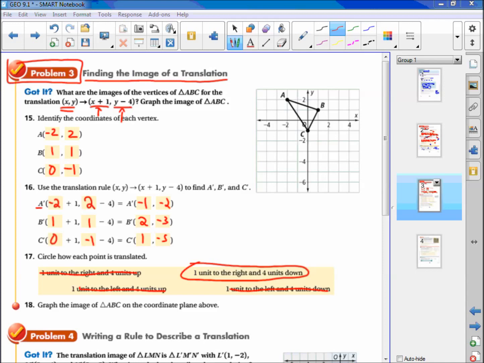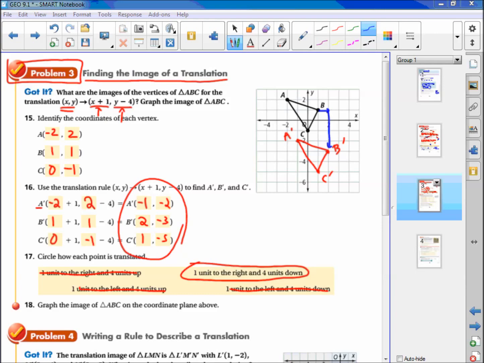All right, so this is our pre-image. Our image is going to be these 3 guys. Okay, so A prime is going to be at -1, -2. Okay, and B prime is going to be at 2, -3, and C prime is going to be at 1, -5. Okay, and then if we graph this, we get our new image of the triangle, A prime, B prime, C prime. Okay, and then just for quick, we can show, hey, look at B. B got moved 1 to the right and 4 down, and that happened for every coordinate.